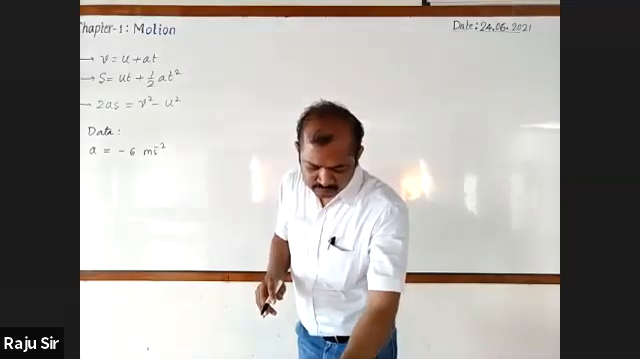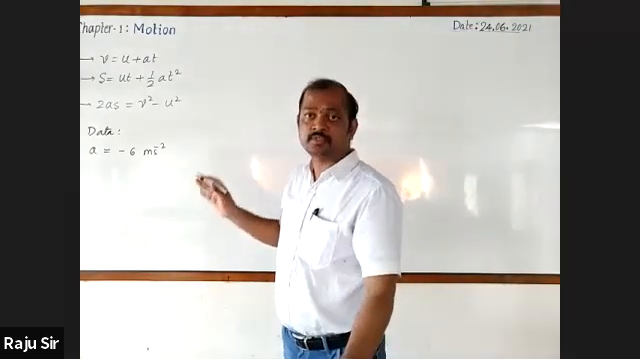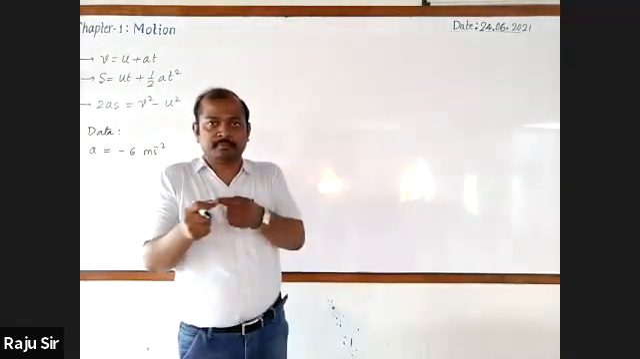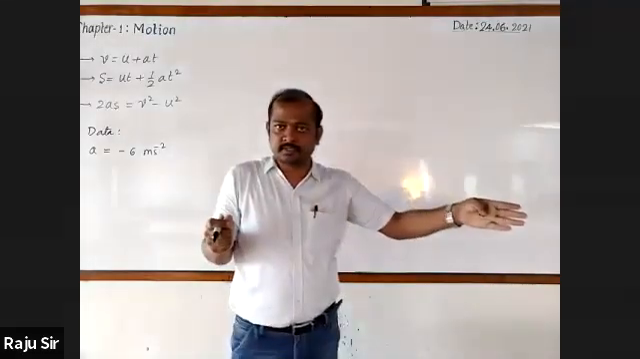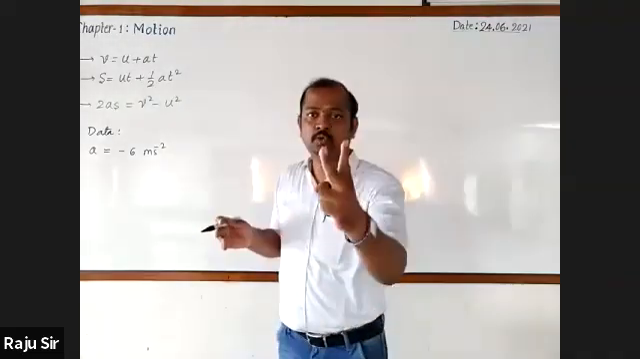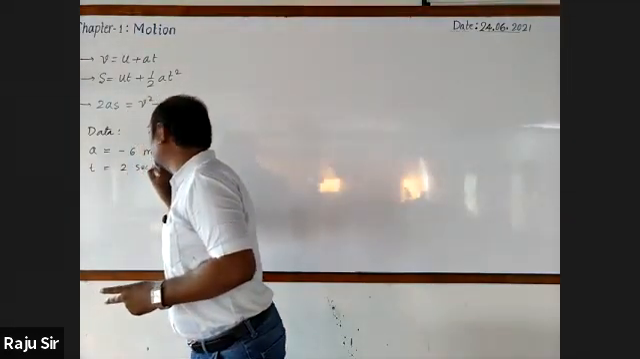Next, it comes to rest after 2 seconds. That means after the application of the brake, it has traveled for some distance, and the time for which it traveled is 2 seconds. We can write t = 2 seconds.